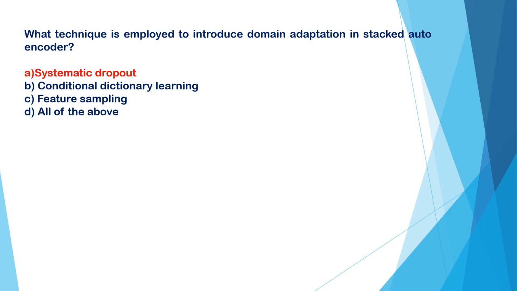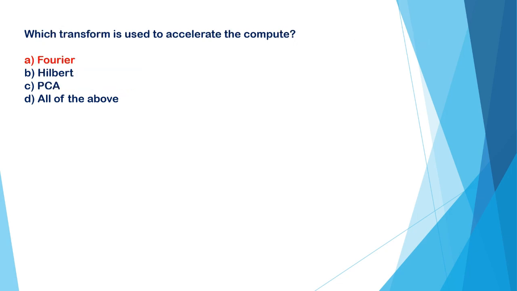What technique is employed to introduce domain adaptation in a stacked autoencoder? A: systematic dropout, B: conditional dictionary learning, C: feature sampling, D: all of the above. And the correct option is A, systematic dropout. Which transform is used to accelerate the compute? A: Fourier, B: Hilbert, C: PCA, D: all of the above. And the correct option is A.